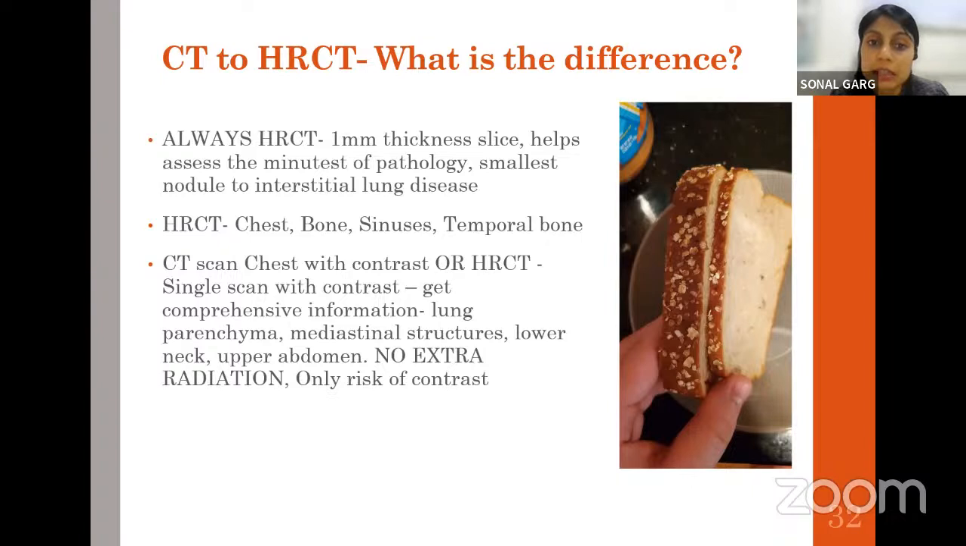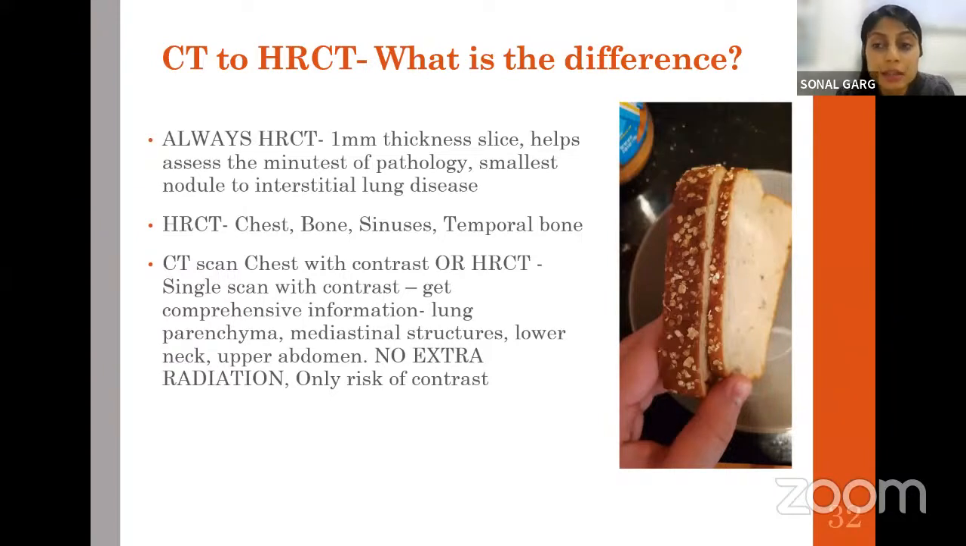So this HRCT is a CT where we produce images which have just 1 mm slice thickness with no gap in between. So you are able to assess the minutest of pathologies, from the smallest lung nodule to interstitial lung disease. So in today's clinical practice, we mainly use HRCT for imaging the chest, which is the lung parenchyma, bone, sinuses, and temporal bone.